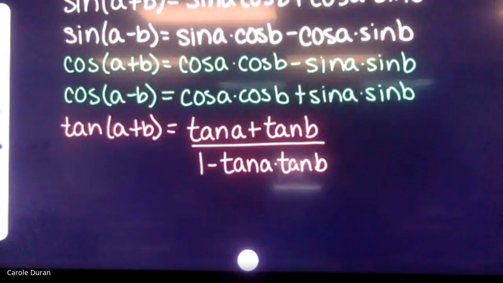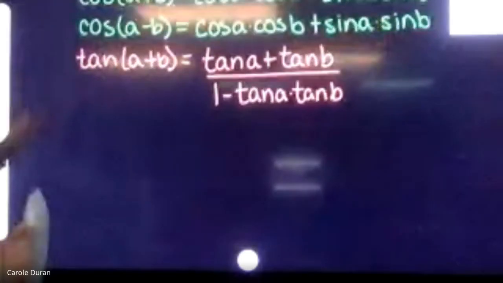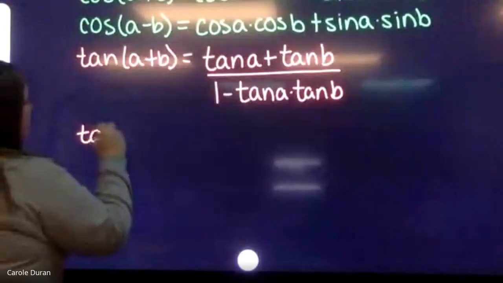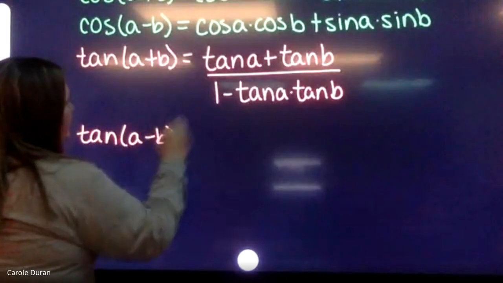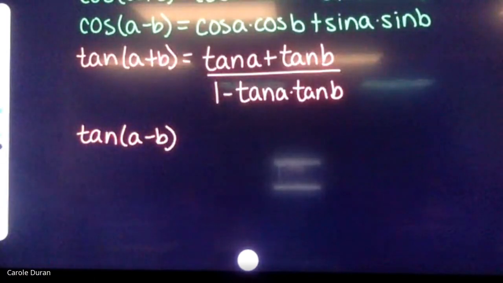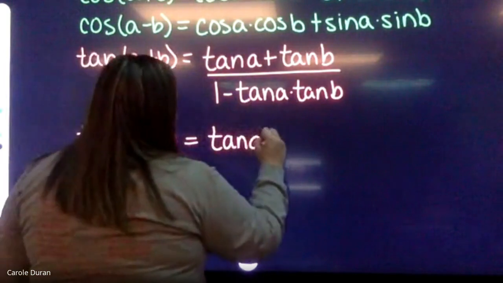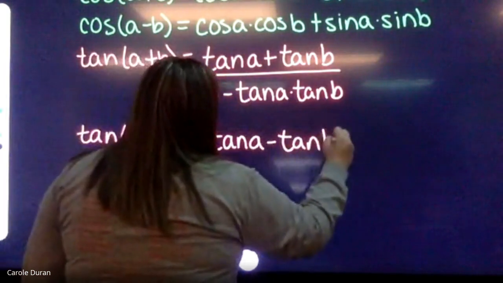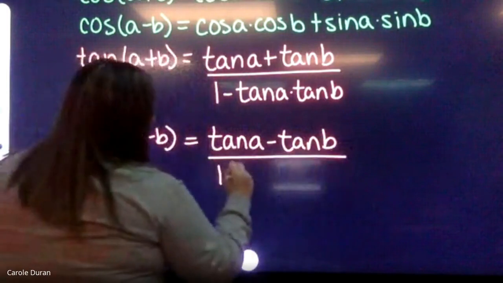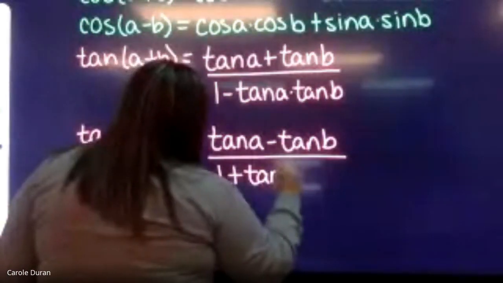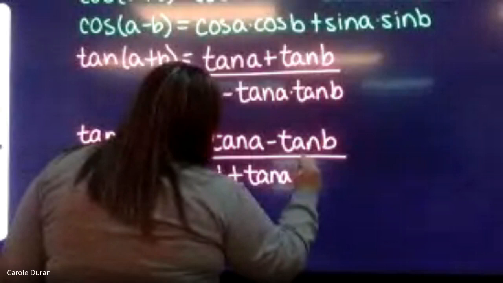We have one more. We have the difference for tangent. So tangent of A minus B is almost identical to the tangent of A plus B, but the signs are different. So this one is equal to tangent A minus tangent of B divided by 1 plus tangent of A times tangent of B.